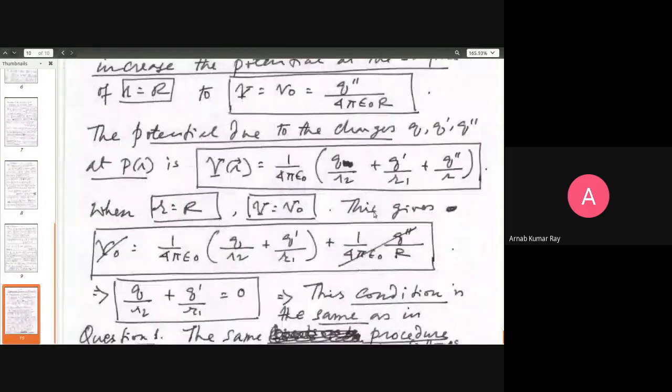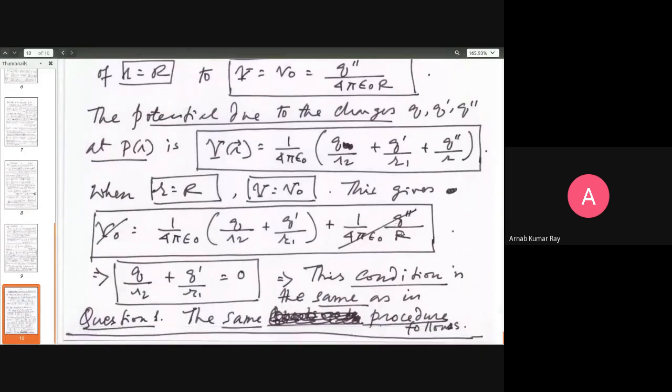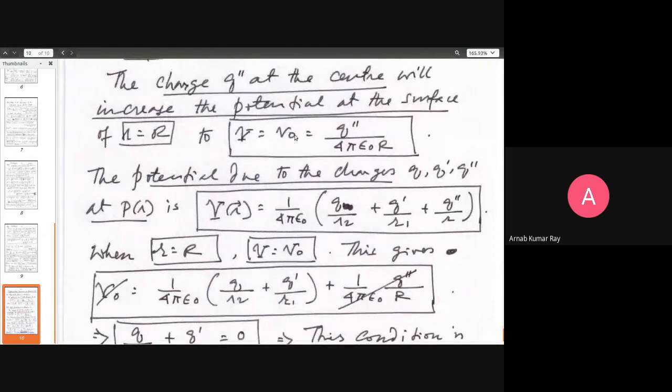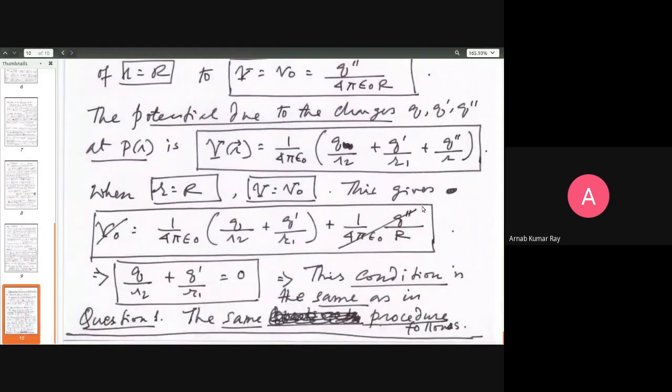So now what you will do is write the small r as capital R. So this Q double prime by 4 pi epsilon naught capital R will be equal to V naught. When small r is equal to capital R, V is equal to V naught, but we have seen that V naught is equal to Q double prime by 4 pi epsilon naught R. These two things will cancel each other. And again, you have the same situation, Q by R2 plus Q prime by R1. So this condition is the same as in question 1, and the same procedure follows. That is what you have done.